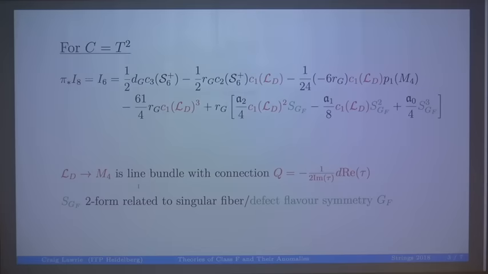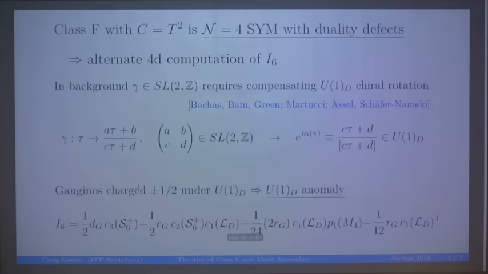Okay, so that was a definition from 6D, but I would like to give an intrinsic four-dimensional description of these theories. And for the C = T^2 case, we can indeed do that. This theory is N=4 super Yang-Mills with duality defects. And in such a background where you turn on the duality defects, there is an additional U(1) symmetry under which the fermions are charged, coupled with the SL(2,Z), and this also gives rise to an anomaly. This can be worked out by standard methods and looks like this.